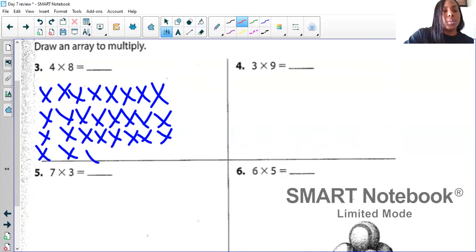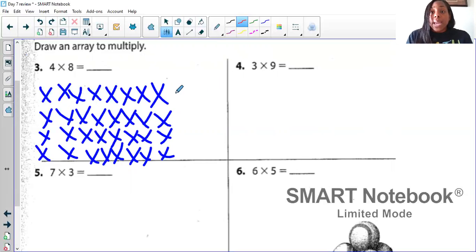One more row. Uh-oh, gotta be careful. All right, so if I count all these up together, if I count by 8s, remember we should know our 8s multiplication facts. So I have 8, 16. What's 16 plus 8? 24. What's next? 32. Very good.